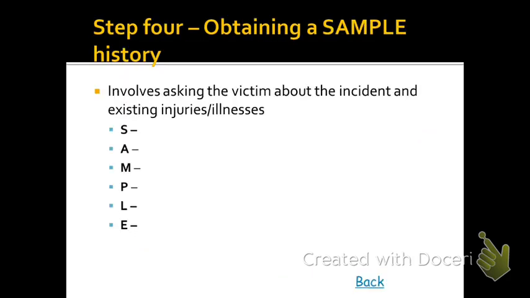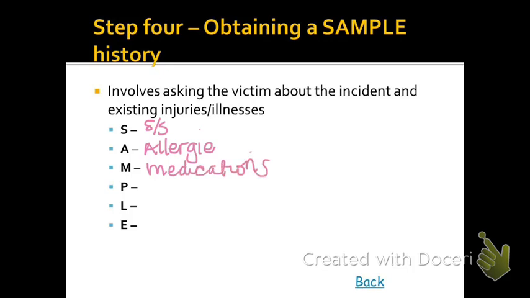So what's patient history? Patient history is truly just asking our patient about the incident and existing injuries and or illnesses. And the most succinct and efficient way to take a patient history is with what we call SAMPLE. So what does SAMPLE stand for? Well, the S is going to stand for signs and symptoms. The A is going to stand for allergies, so any allergies to medications and or dust mites. The M is going to stand for medications that they currently are taking or have taken in the past.